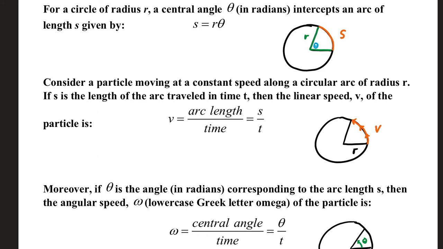Consider a particle moving at a constant speed along a circular arc of radius r. If s is the length of the arc traveled in time t, then the linear speed v of the particle is s over t. So the linear velocity of a particle out here on the arc is the distance traveled divided by the time traveled. Velocity is distance over time.